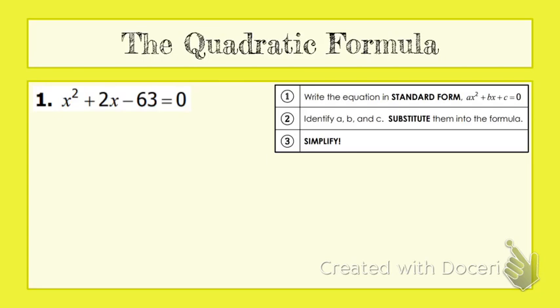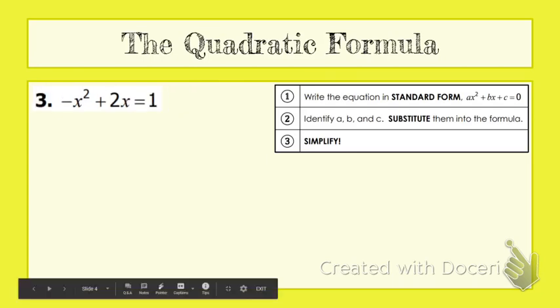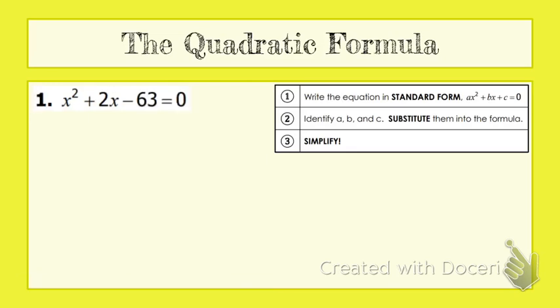So first, standard form. We have to make sure that our function is set equal to 0, so we have ax squared plus bx plus c equal to 0. And so that means we can identify what a, b, and c are. So a is the term with x squared. That's just a 1. B is the term with x, which is 2. And c is the constant, which is negative 63.